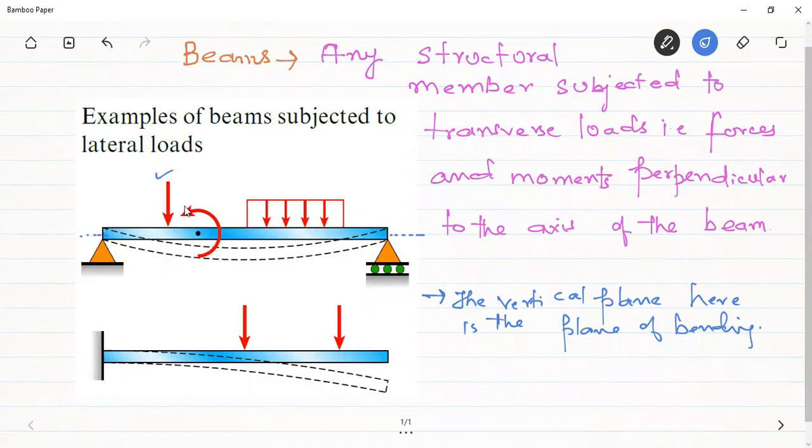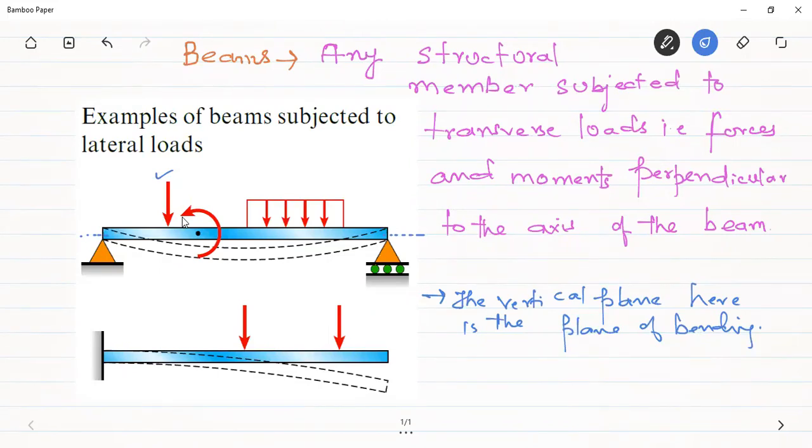And if you take the example of this moment, there is a couple of moment in the anti-clockwise direction. This again is a transverse load. Why is it a transverse load? Because it is perpendicular to the axis of the beam. The moment vector, in which direction will it be? It will be perpendicular to the axis, but into the plane of the paper.